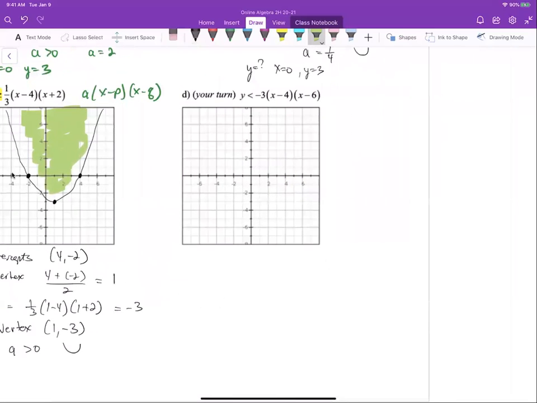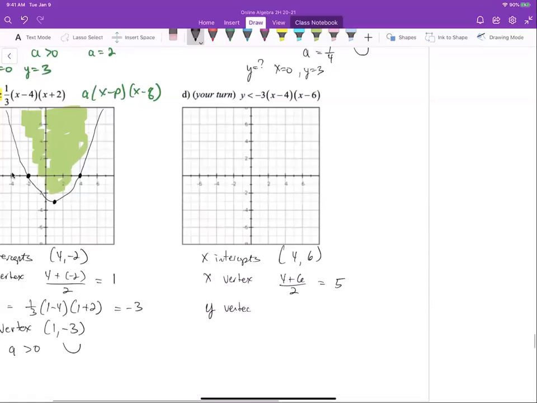Welcome back. Okay, so again, we are in factored form, and so I can quickly determine my x-intercepts. The values of those are 4, 6. And if I have my x-intercepts, I can find the x-coordinate of the vertex. How do I do that? I find the midpoint between the two. So I add them together, divide by 2, and I find the x-coordinate of the vertex to be a positive 5.